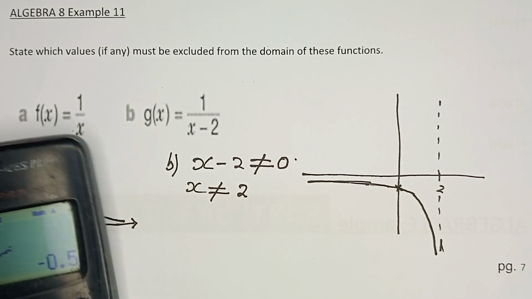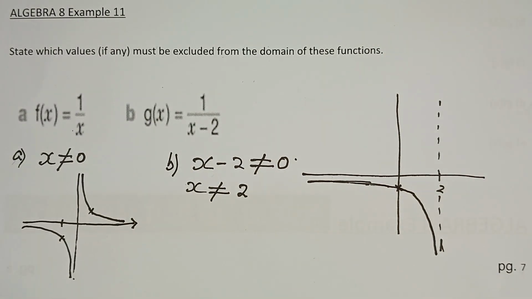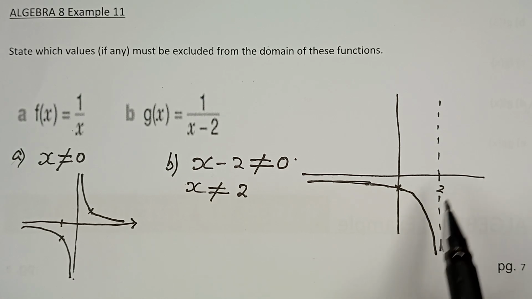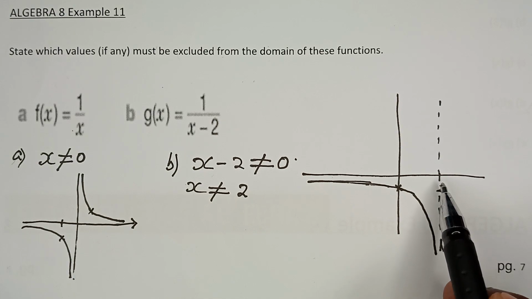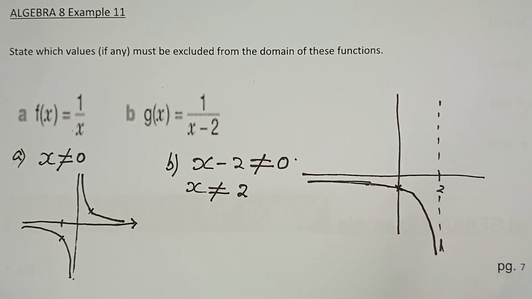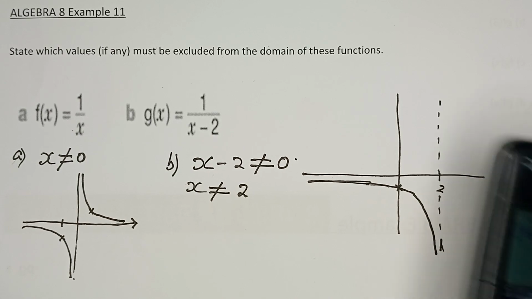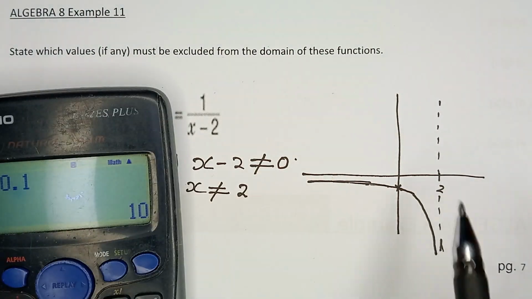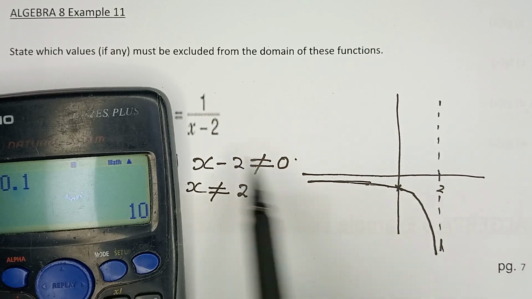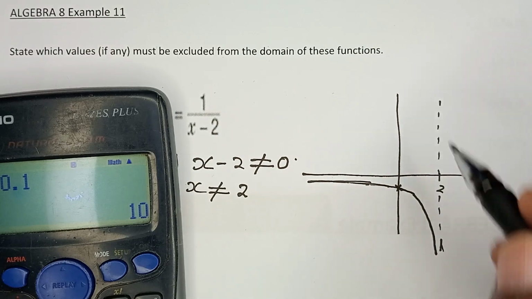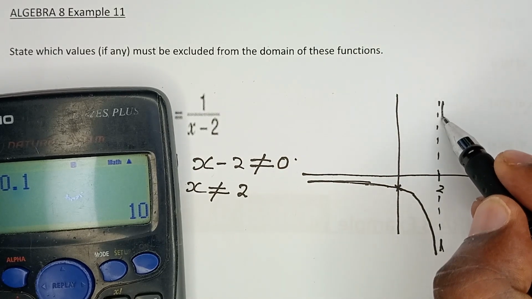Asymptote means the graph will never touch that line. When x is slightly greater than 2, let's say 2.1, 2.1 minus 2 is 0.1. So 1 divided by 0.1, you get 10. It's such a big number, but again asymptotic along that line.